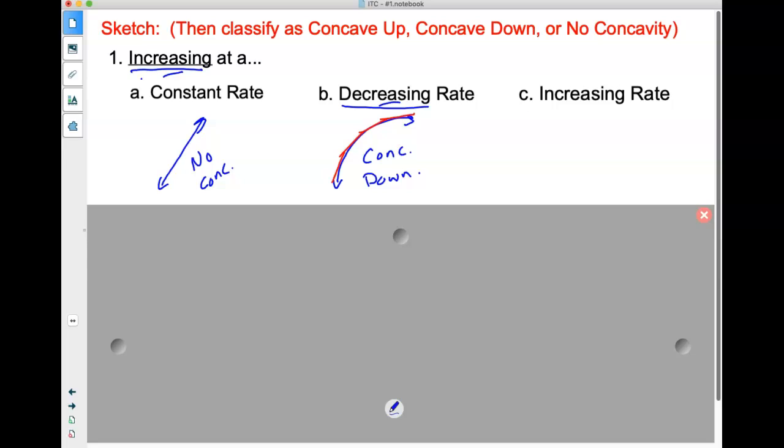If I'm increasing at an increasing rate, I'm going up and my tangent lines are going to be getting steeper. What does that look like? A little something like that. Picture your tangent lines. Your tangent lines are getting steeper and steeper. So if my graph is increasing at an increasing rate, I'm concave up.